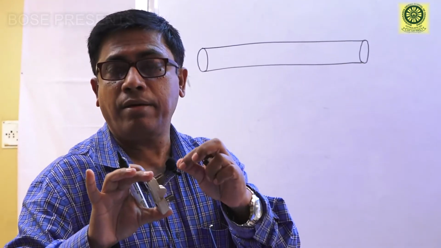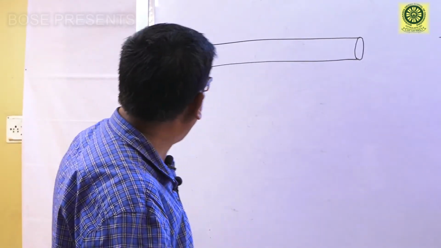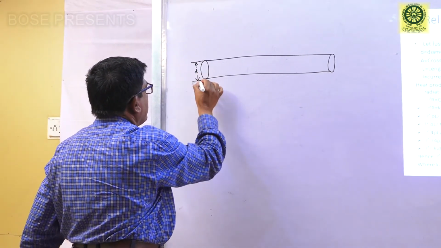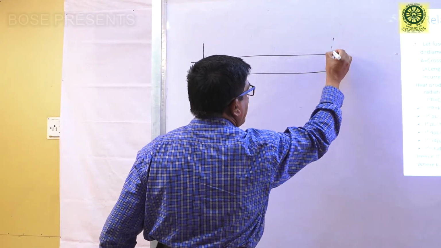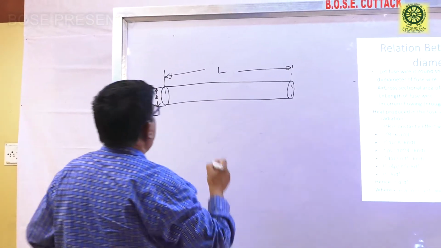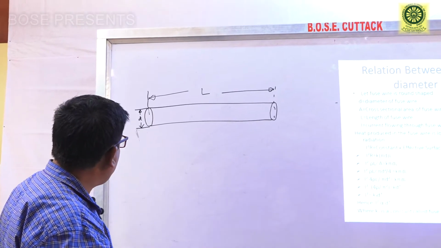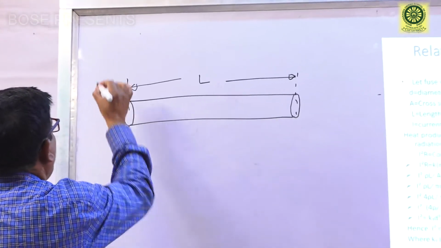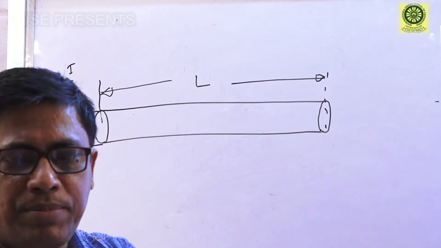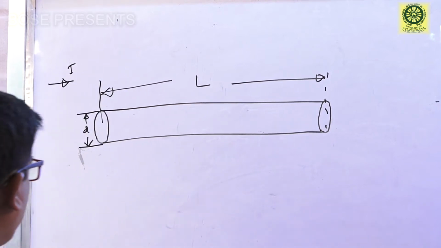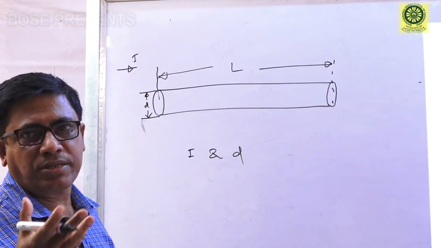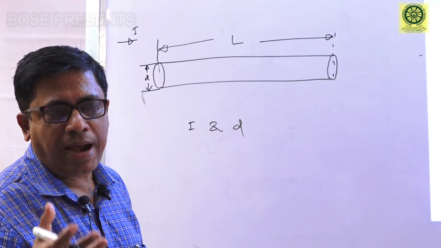Wire. What is this shape? A cylindrical. Let the diameter of the fuser be D. Let the length of the fuser be capital L. L is the length of the wire, D is the diameter of the fuser, and let the current flowing through the fuser be I ampere. So I will find a relation between I and D, between the diameter of the fuser and the current flowing in the fuser.